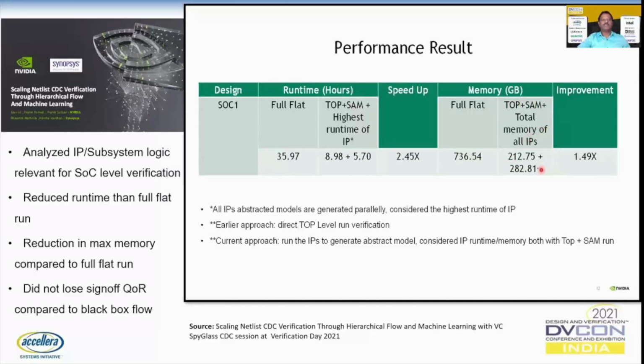Feedback shared from this particular exercise. Using SAM flow, design team analyzed the IP and subsystem logic which was relevant for SoC level verification. This reduced the runtime as well as memory requirements for compute farm. No surprises found as compared to the reference results. This was one of the important aspects confirmed with this exercise on real life project, that designers will not need to worry about the QoR with respect to their reference results.